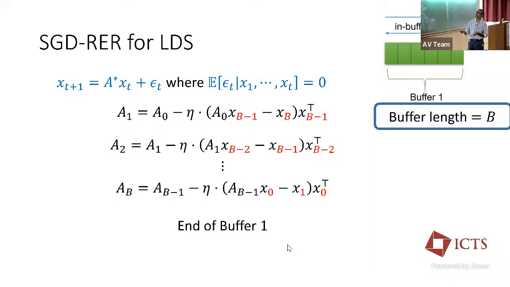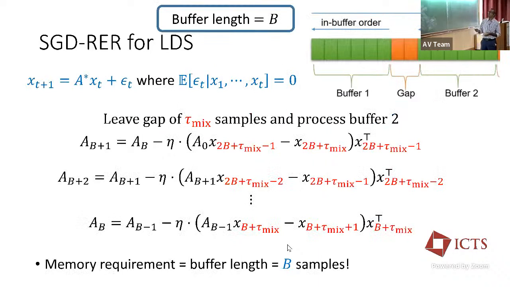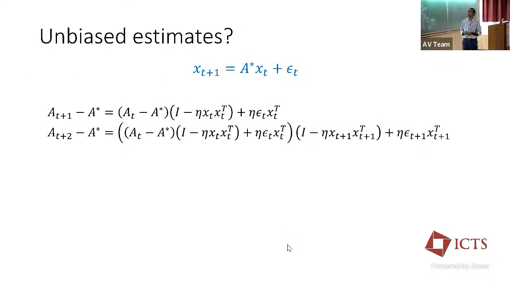So for the bth point that you're processing here, actually you are taking the first point in the buffer, right? So once you finish this buffer, you leave a gap of tau mix, and now you are again doing this processing. So you keep on doing this processing with this tau mix gap.